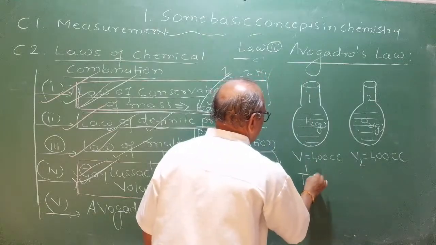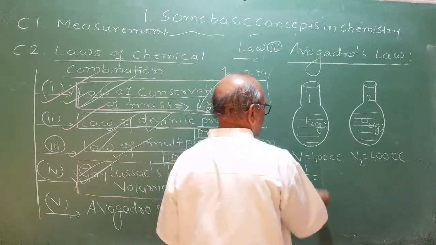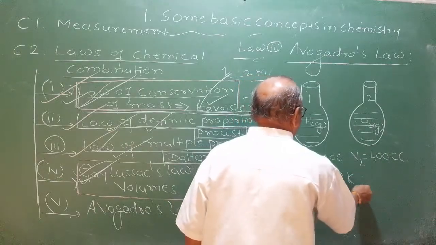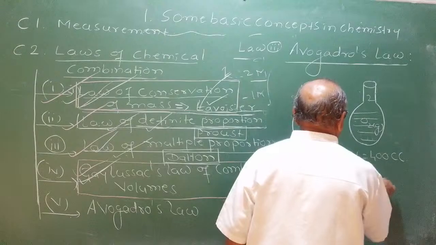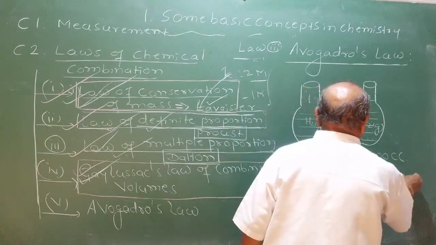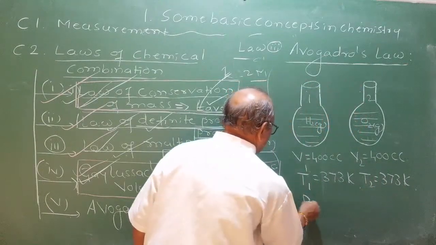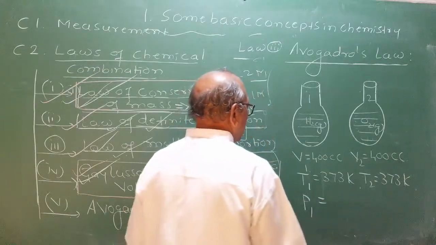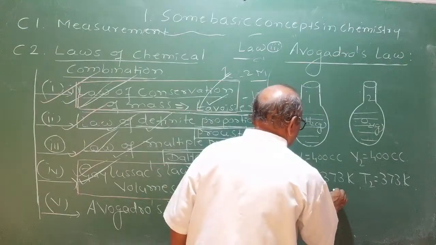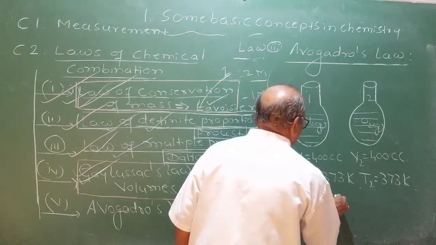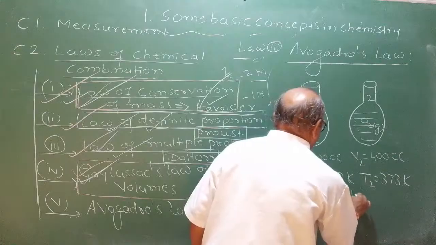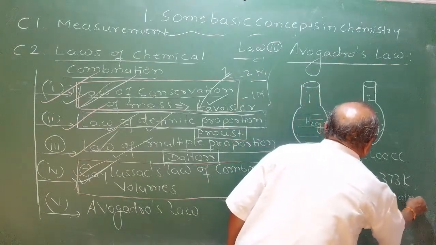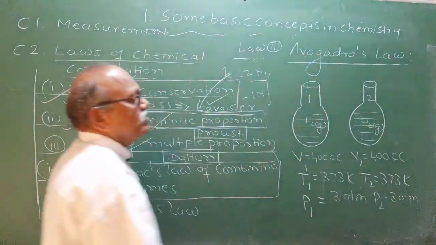Suppose the temperature of the first is 373 Kelvin, and the temperature of the second is also 373 Kelvin. Suppose the pressure here is 3 atmosphere. Here also the pressure is 3 atmosphere. What is the statement of Avogadro's law?